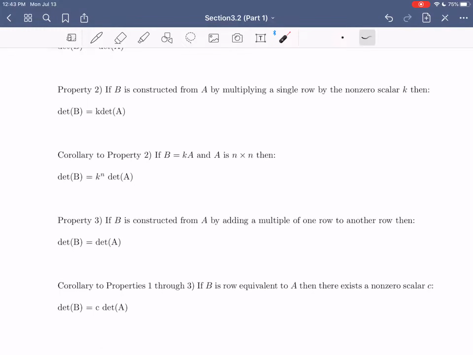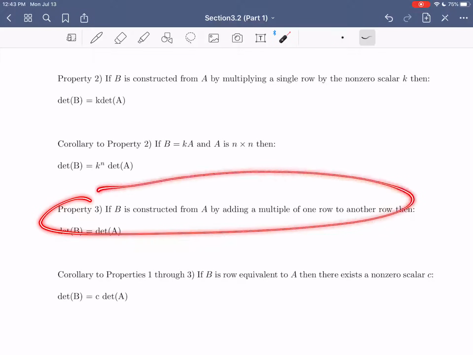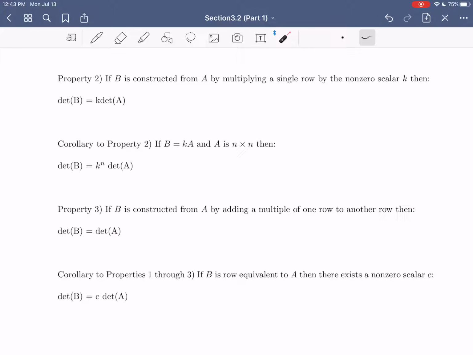All right. Finally, for property 3, if B is constructed from A by adding a multiple of one row to another row, remember that's the third elementary row operation, then the determinant of B is equal to the determinant of A. In other words, performing that third elementary row operation does not change the determinant.